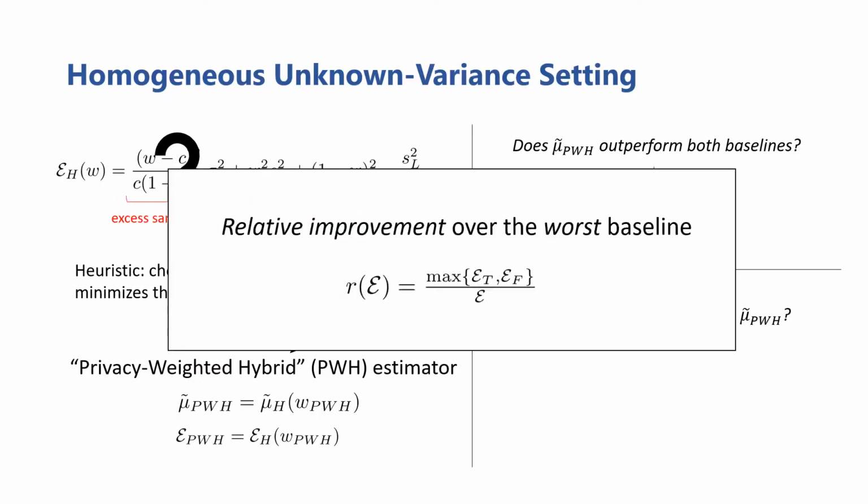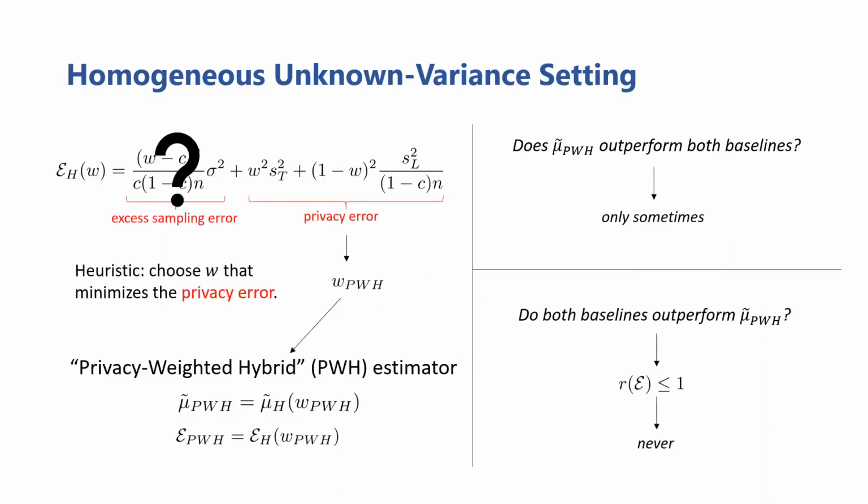To formalize this, we define another variant of the relative improvement, represented by this lowercase r, which now compares the hybrid estimator's error to the worst of the two baselines. For a hybrid estimator to always be outperforming at least one of the baselines, we need this weaker measure of relative improvement to always be greater than 1. Such a weak condition seems like it should hold for any hybrid estimator, but we found that even within our defined family of hybrid estimators, there are many weighting choices that can make this hybrid estimator worse than both baselines simultaneously. Fortunately, though, for the PWH estimator, we were able to confirm that this improvement is indeed always greater than 1.